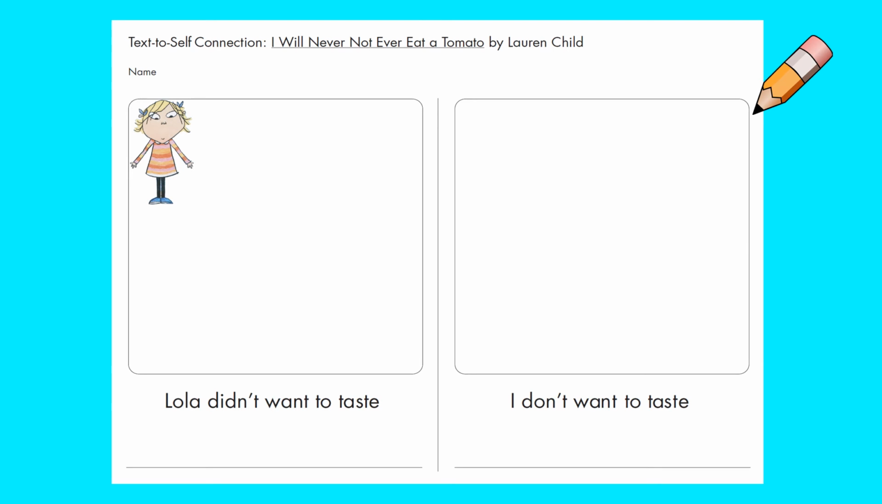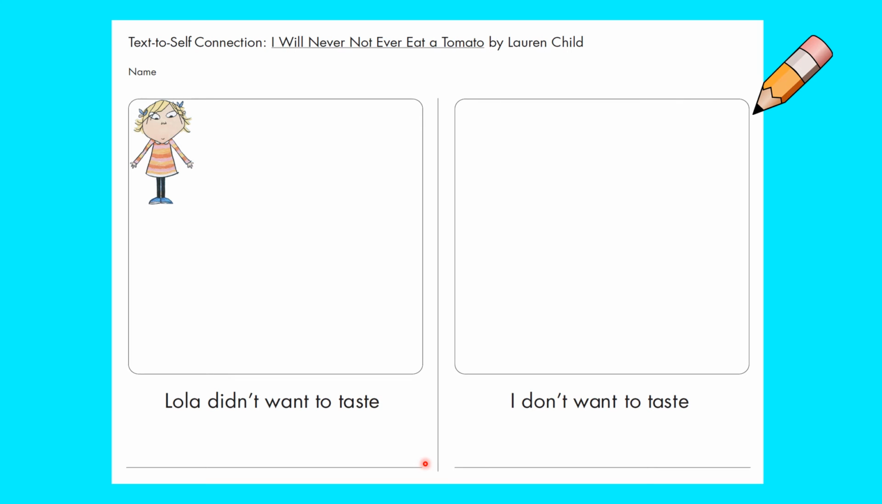Your first activity today is I want you to think of one of the foods that Lola absolutely refused to eat. I want you to draw a picture in this box here, and then we're going to complete the sentence. Lola didn't want to taste, and you're going to write one of the foods. If you can't remember, just go back to the last slide where all the foods were listed.